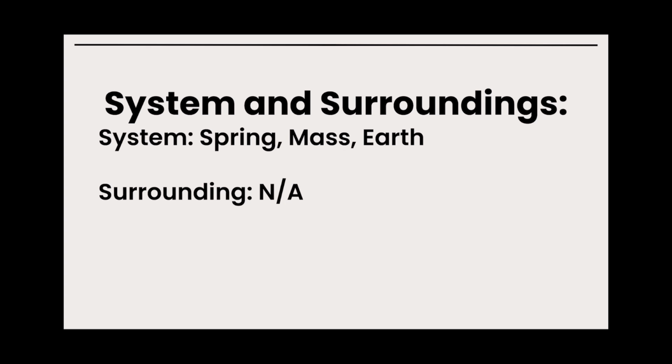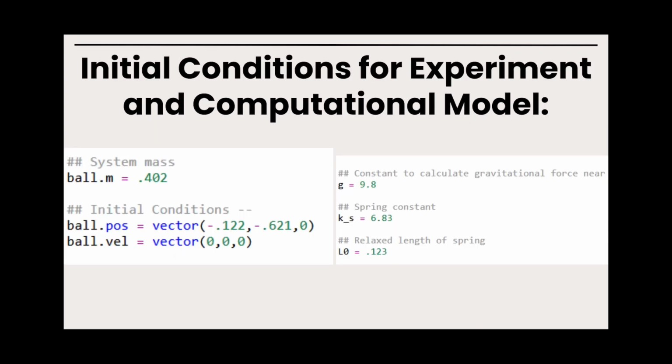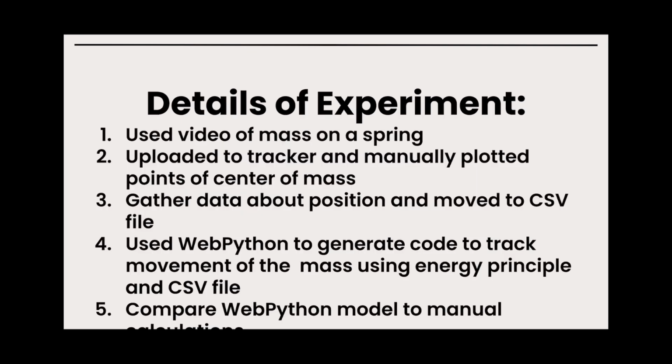System and surroundings. The system is the spring, mass, and Earth, and there are no surroundings for this model. Here are my initialized variables for the experiment and the computational model. They are the same. That's the ball mass, which is 0.402 grams, the ball's initial position and velocity vectors, and also our constants being laid out. All of this is how we started our model.